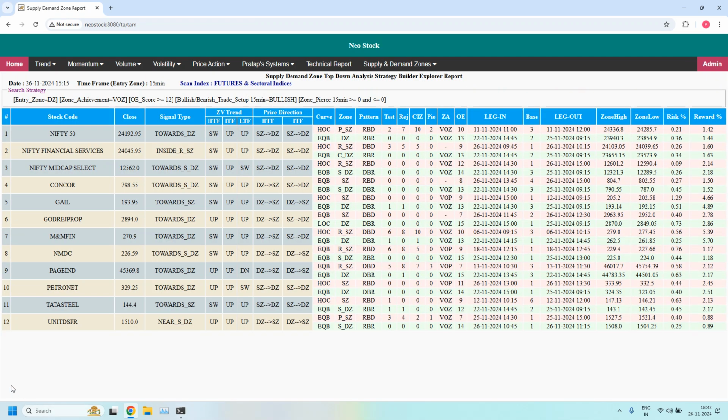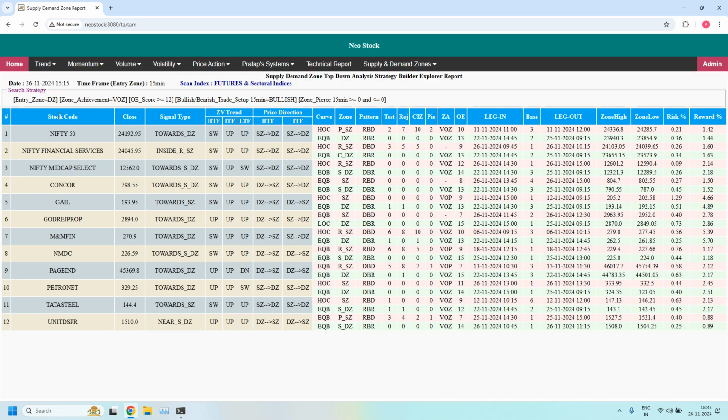And we got 12 stocks. Currently, these 12 stocks are supporting a bullish trade setup for daily income trade. And entry time frame zones are 15 minutes demand zones. These are all 15 minutes demand zones. So out of these 12, there could be some high probability supported demand zones available. We need to filter them based on ITF confluence.